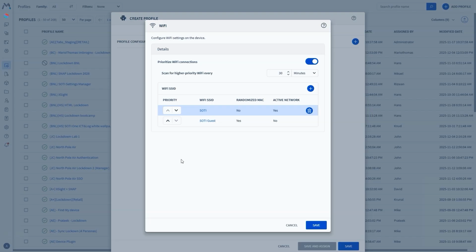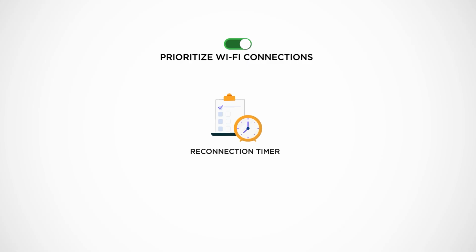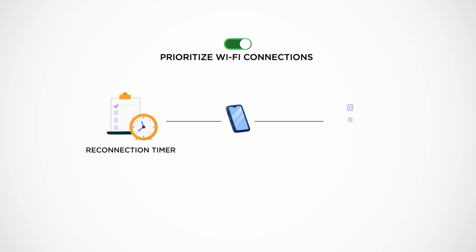If the preferred network drops, the device automatically switches to the next best option, and when the primary network comes back online, the device automatically reconnects. Here's how that works. When the priority toggle is enabled, a reconnection timer, also called a priority check interval, comes into play. This timer determines how frequently the device checks if the top priority network is available again.